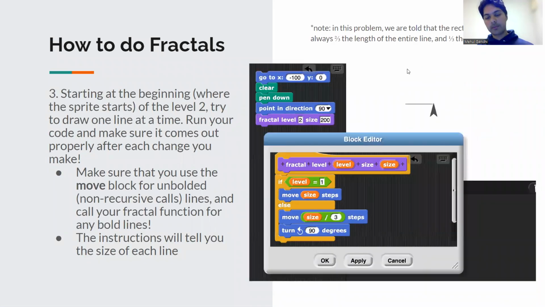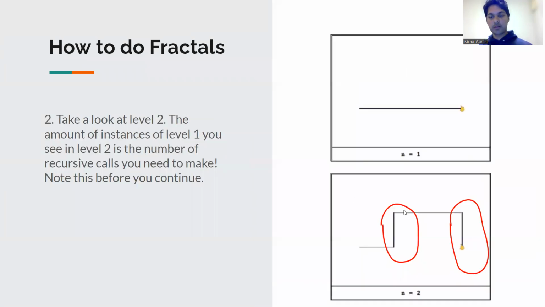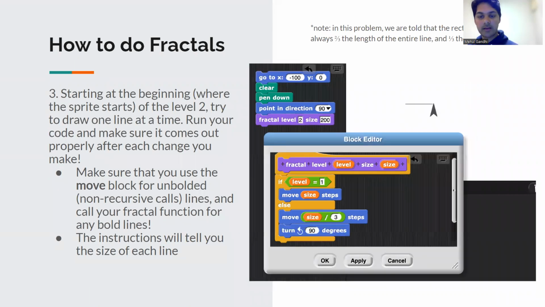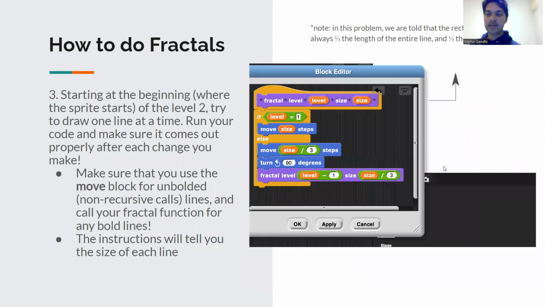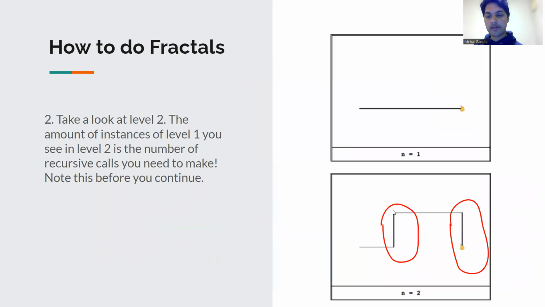Okay. So we turn left 90 degrees, and then we make our recursive call, in which we're moving size divided by three steps. We decrement the level by one, which allows us to go into the if statement once we call that. So we input size divided by three and decrement the level by one in order to reach the base case. If we don't decrease the level by one, we're never going to reach the base case.